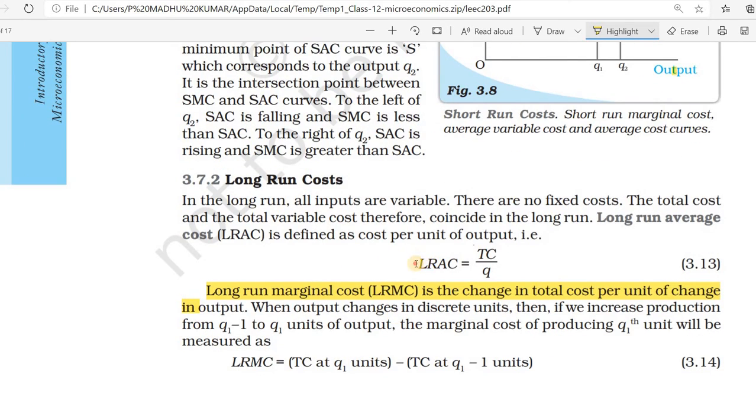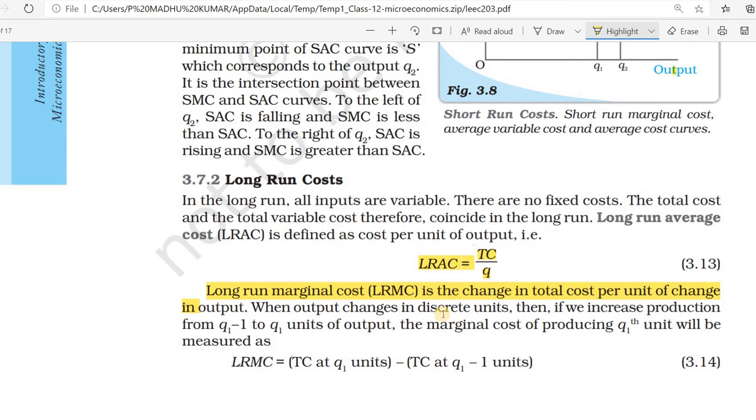The equation for long run average cost is: long run average cost equals total cost divided by quantity. Suppose total cost is 100. We need to divide 100 by quantity. If we produced 10 units, we divide 100 by 10. The answer is 10. Then we get the long run average cost.